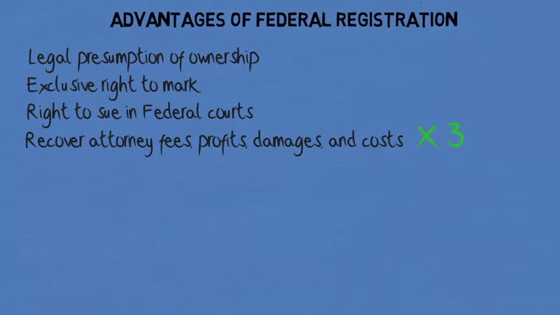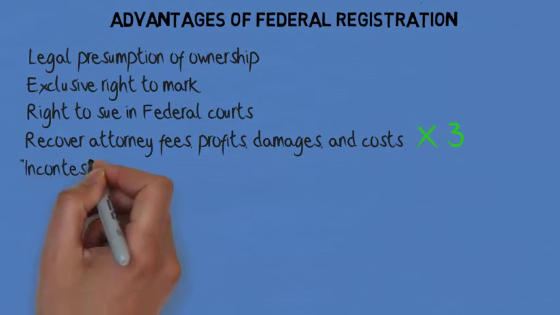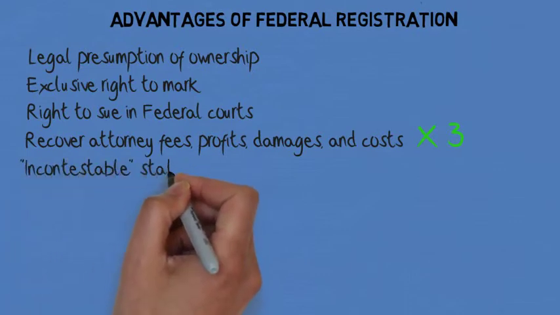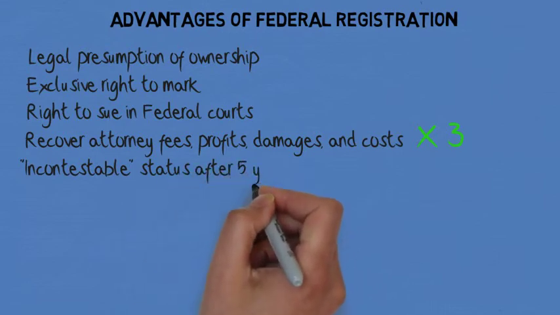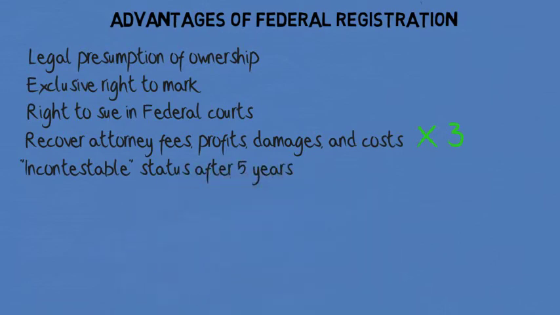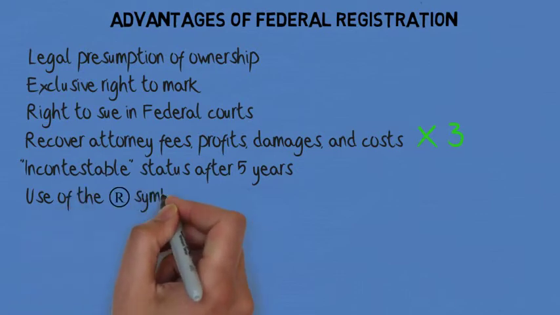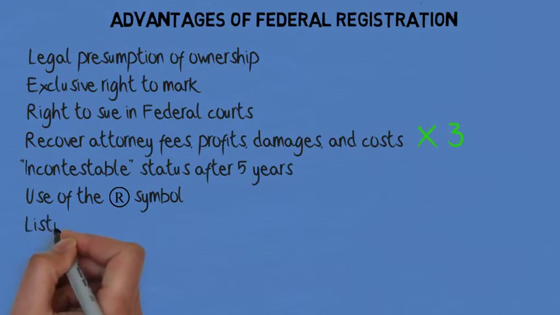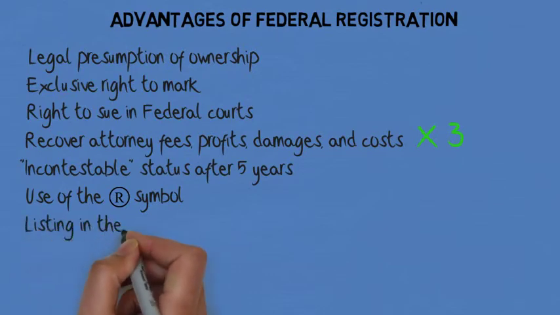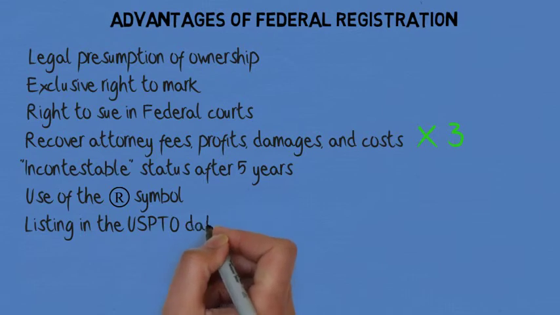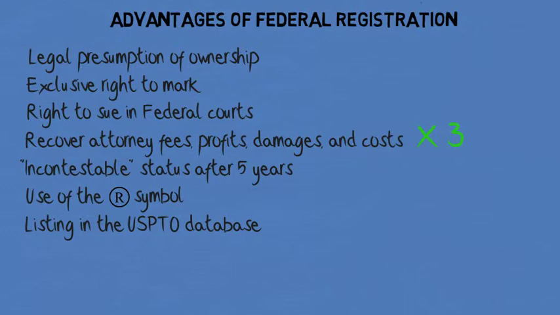Federally registered marks achieve incontestable status after 5 years, which serves to eliminate most arguments that the registrant did not have the exclusive right to utilize the mark. Only federally registered marks may use the circle R symbol in connection with the mark, which may deter potential infringers. Federally registered marks are listed in the U.S. Patent and Trademark Office's online databases, making your mark easier to discover by those doing trademark searches, which helps to prevent the adoption of confusingly similar marks by third parties.